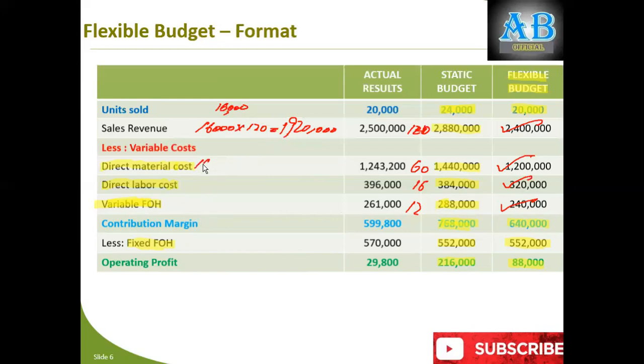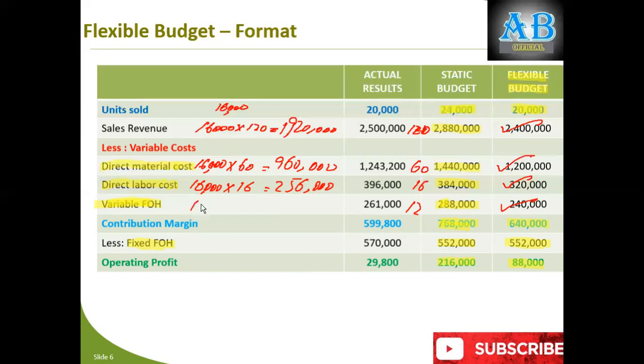Direct material cost: 16,000 times 60, so it is equals to 960,000. Then direct labor: 16,000 times 16. So 16,000 times 16 is equal to 256,000.